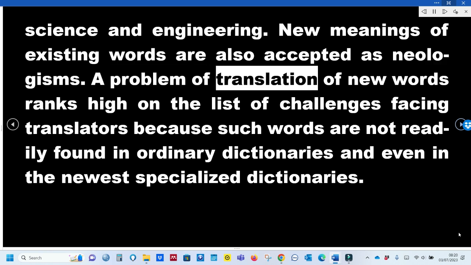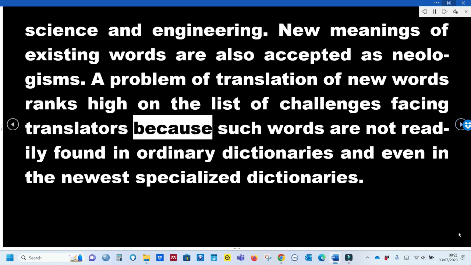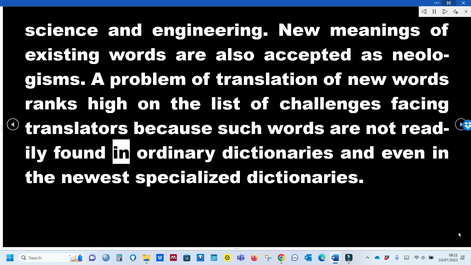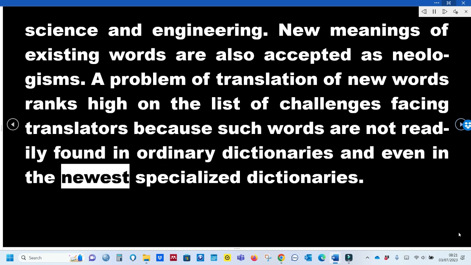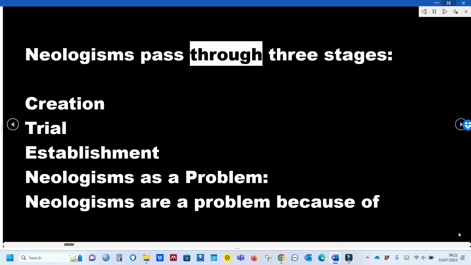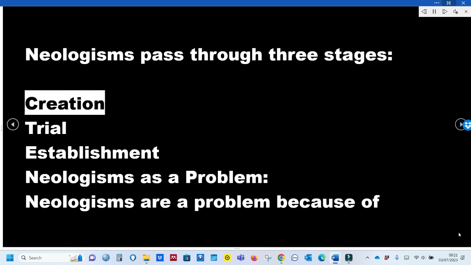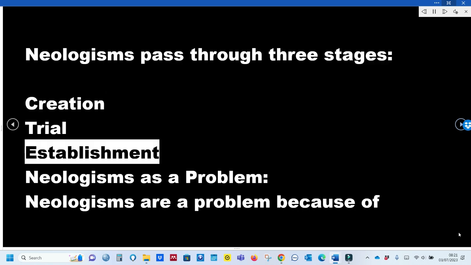A problem of translation of new words ranks high on the list of challenges facing translators, because such words are not readily found in ordinary dictionaries and even in the newest specialized dictionaries. Neologisms pass through three stages: creation, trial, establishment.